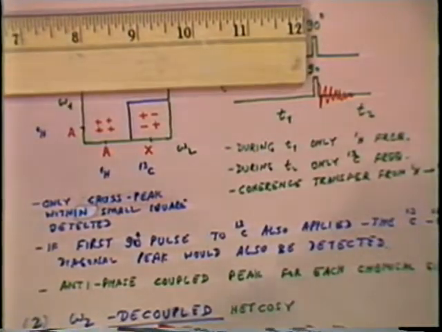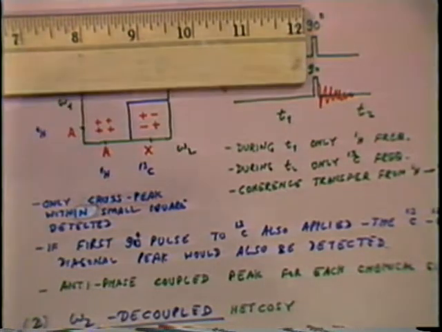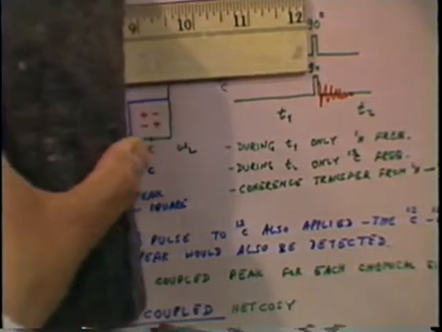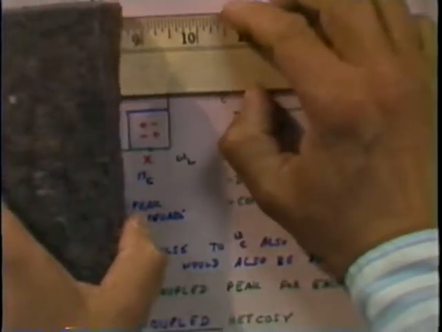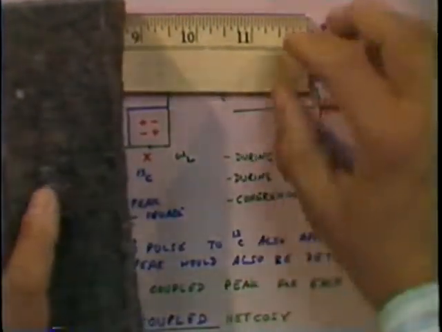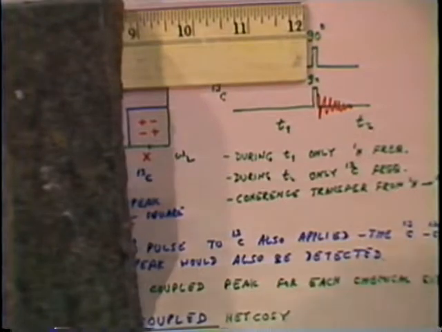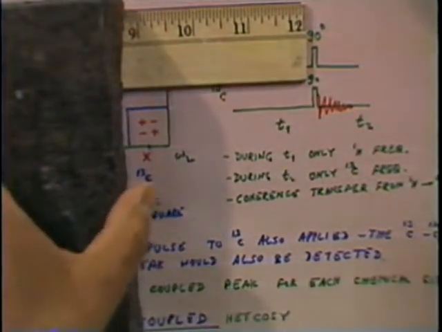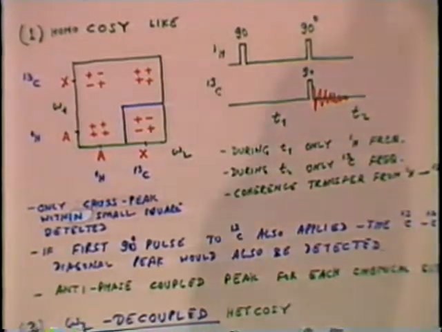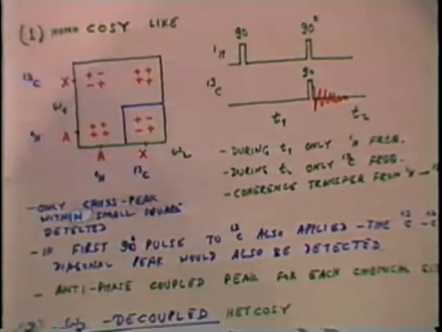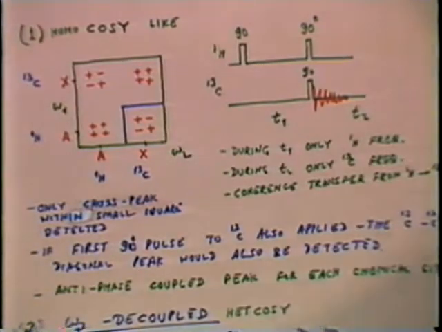Okay? And while detecting, we only detect carbon. And we do not detect the proton. So we will not detect the proton. We will only detect the carbon in this omega 2 direction. And so we end up with this particular portion of the two-dimensional spectrum. So the similarity between a heterocozy and homocozy is total. What we have done, we have only excited one of the two nuclei during T1, and we have detected only one of the two during T2.